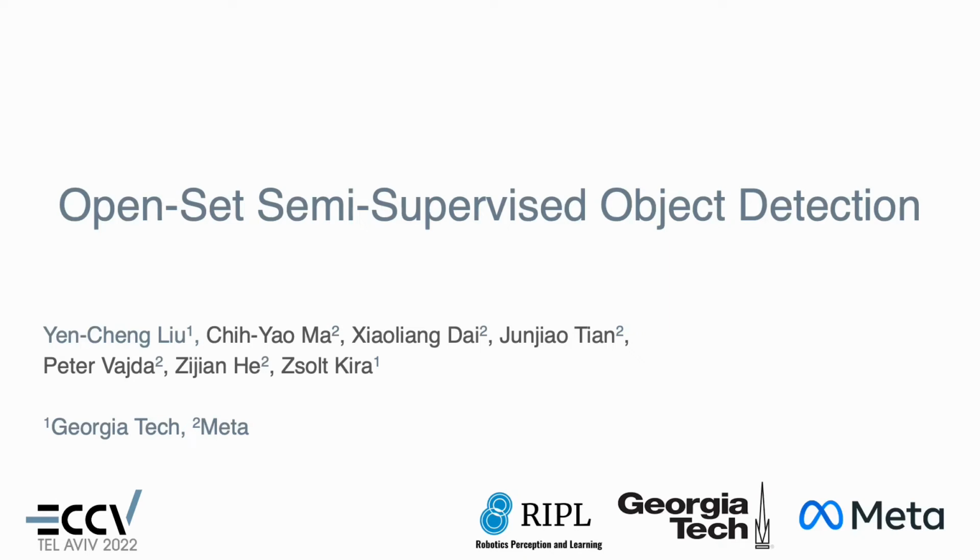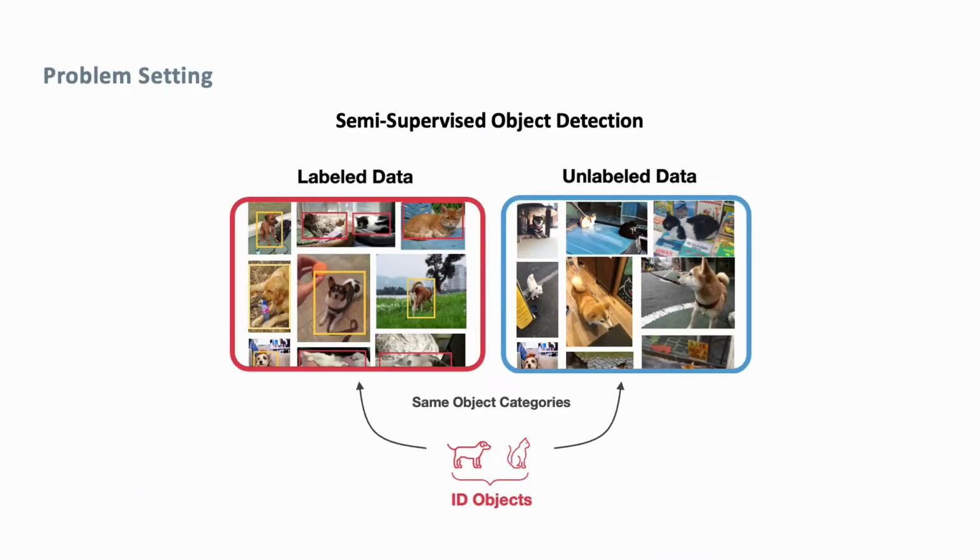Hi everyone, in this video I'm going to present our paper, Open Set Semi-Supervised Object Detection. Semi-Supervised Object Detection has shown the promise of leveraging unlabeled data to improve object detectors. Previous works often assume the label space of the labeled and unlabeled sets are the same.